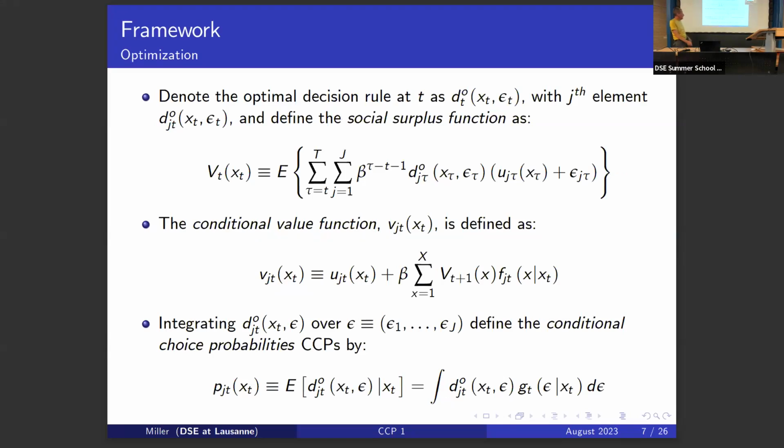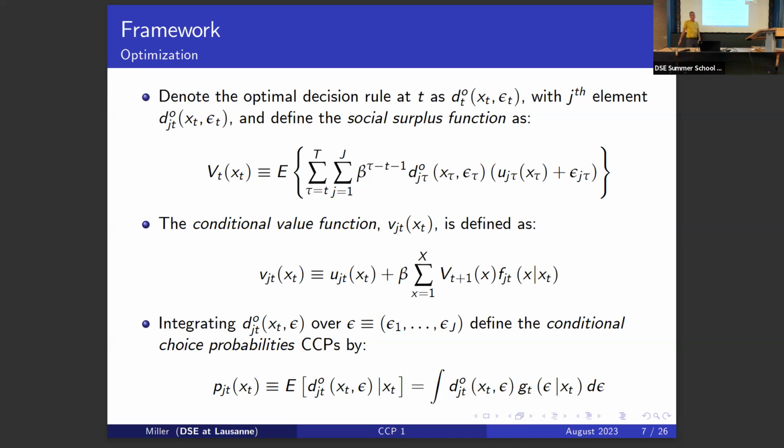You go ahead and maximize, get a social surplus function. The social surplus function is defined when you know the x's, but just before you know the epsilons. So you know you're going to take the optimal action for today when you see today's epsilon, but at this point you haven't quite seen it, and so you're asking, what is the expected value of the rest of my life when I enter the period before I see today's epsilon.